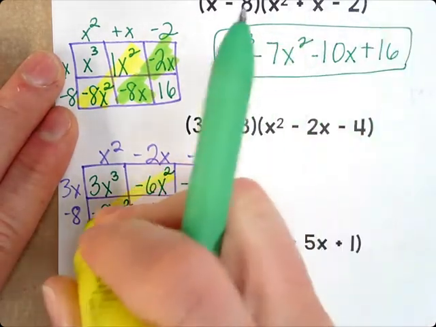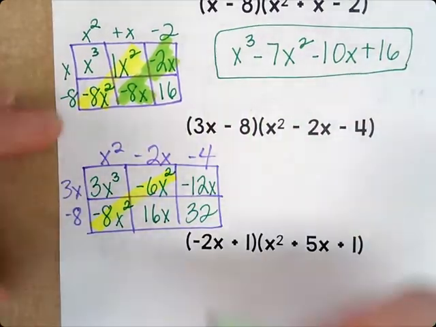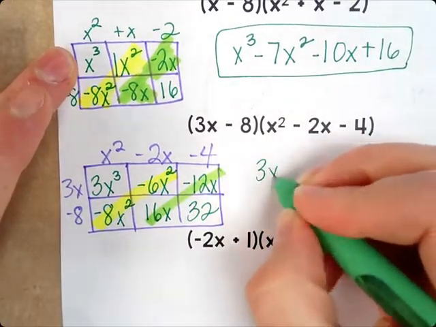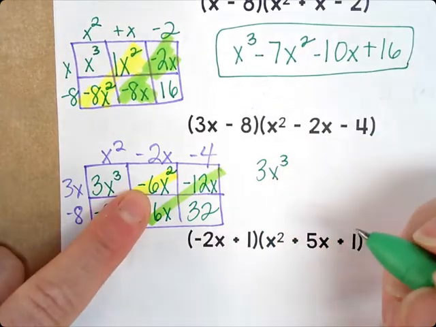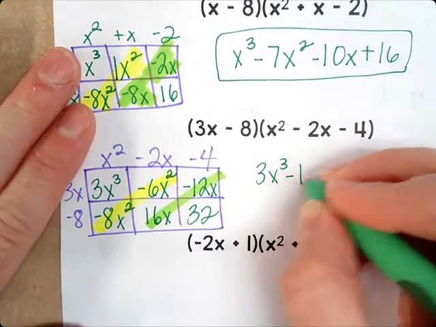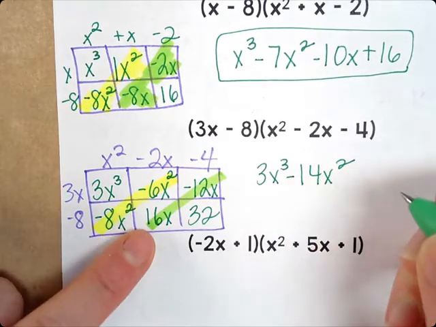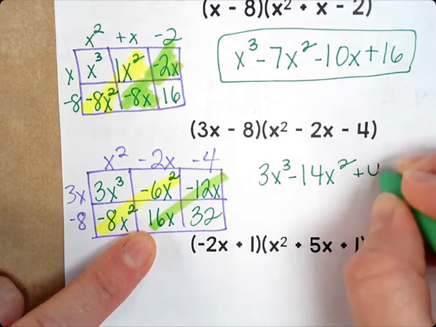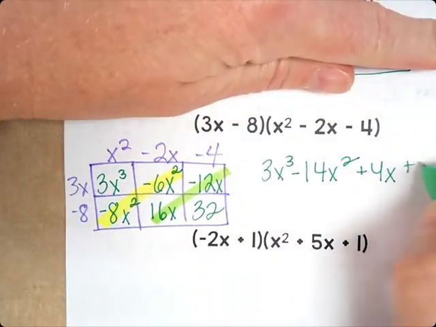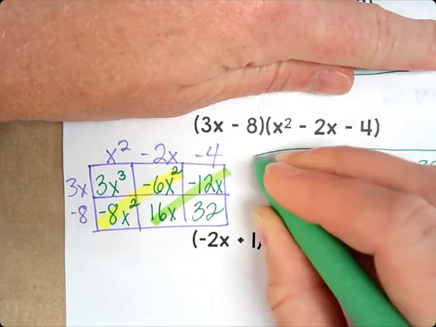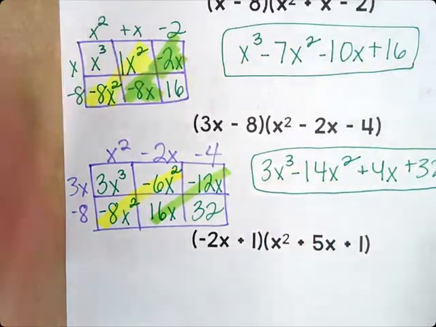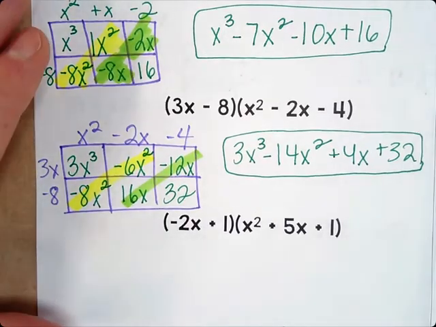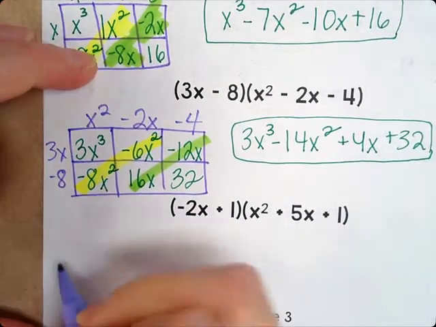And then we have the x squareds going down the diagonal, and then the x's going down the diagonal. So this is 3x cubed, negative 8, and negative 6x squared. Negative 14x squared. 16 minus 12. Plus 4x, and then plus 32. Let's do the next one.